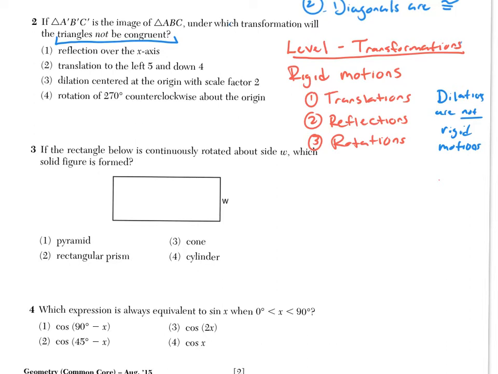So if we look here, first one's a reflection. Nope, we're going to get a congruent image. The second one's a translation to the left 5 and down 4. Nope, that is also a rigid motion. 3 is a dilation centered at the origin with a scale factor of 2. Yup, that's what we're looking for. And number 4 is a rotation of 270. That is not what we're looking for. All right, number 3, moving along.